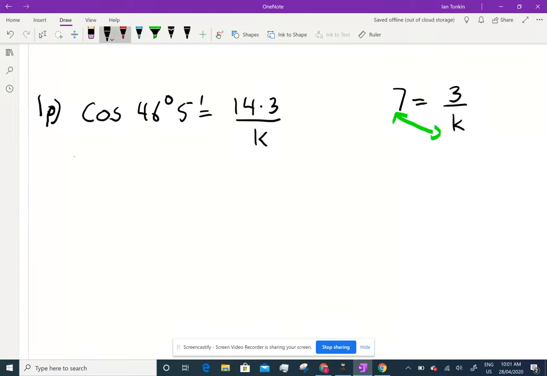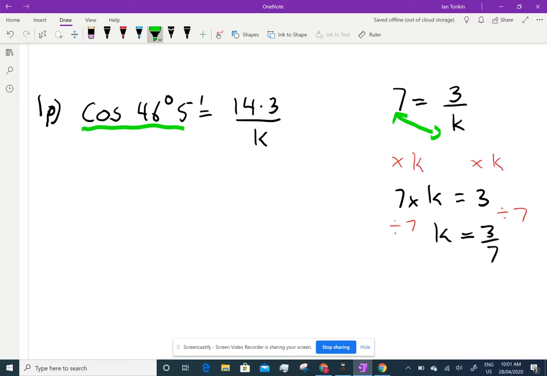So I'm going to multiply by K. And remember, even though K is a number, it's a number we don't know. We can treat it like a number. So I multiply the K across. So I get 7 times K equals 3. And then I'm going to divide by the 7. And as you can see, the K and the 7 have magically swapped spots.